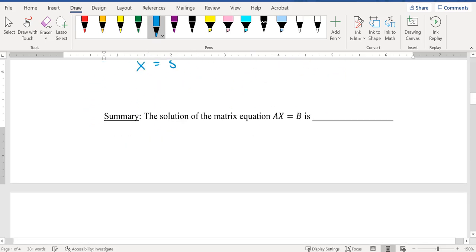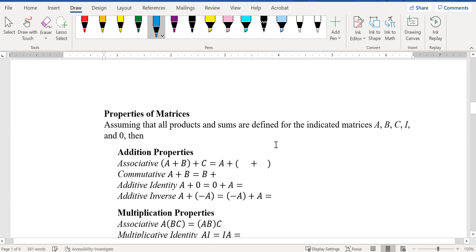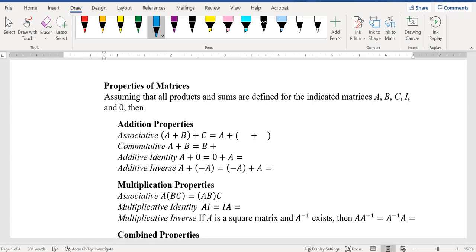All right, summary. The solution of the matrix equation AX equals B is X equals A inverse times B. That's the solution of a matrix equation. All right, let's go look at some properties of matrices. We're assuming that all products and sums are defined for the indicated matrices A, B, C, and I, and the zero matrix. Then the following properties will hold.